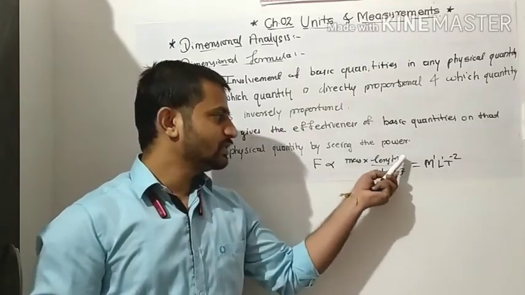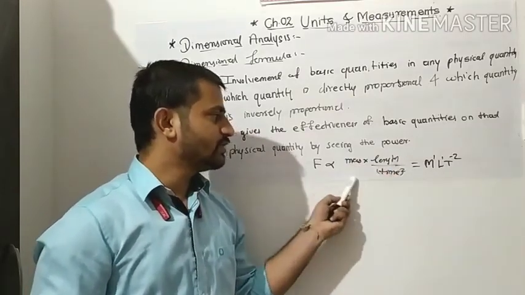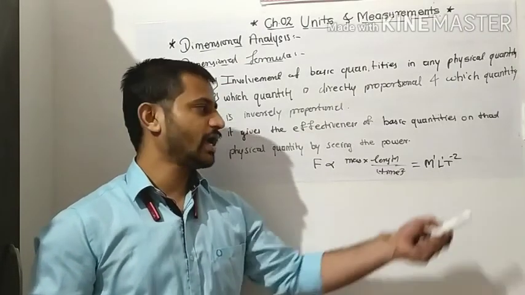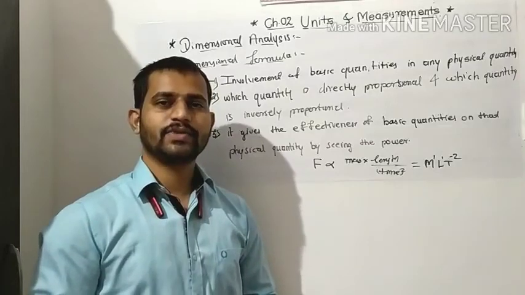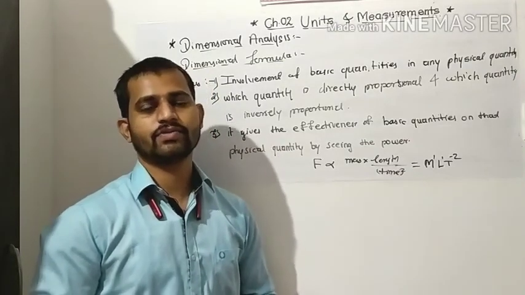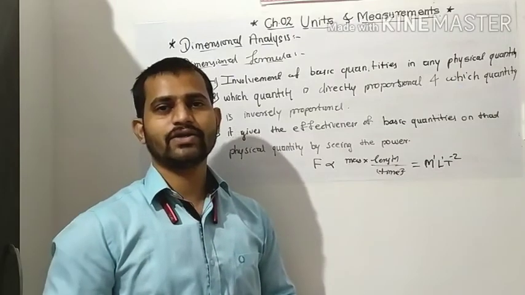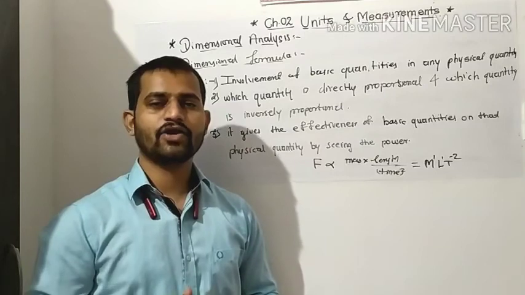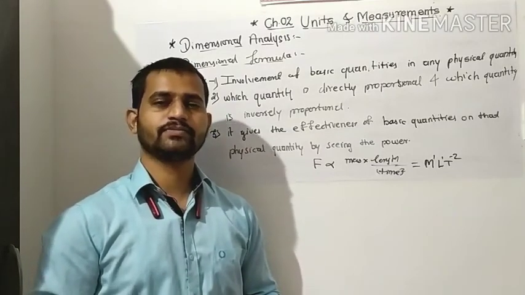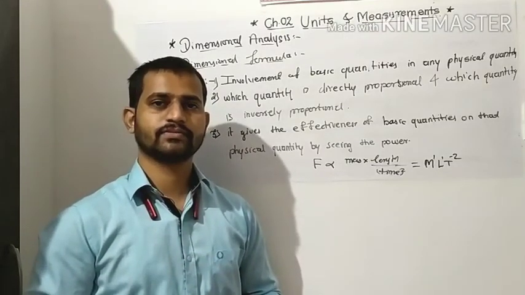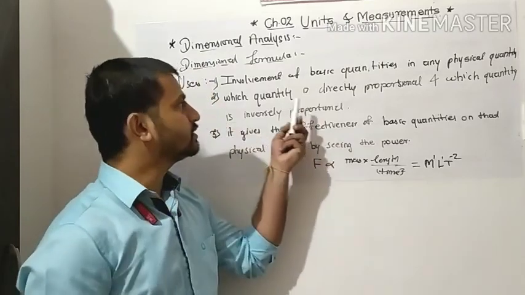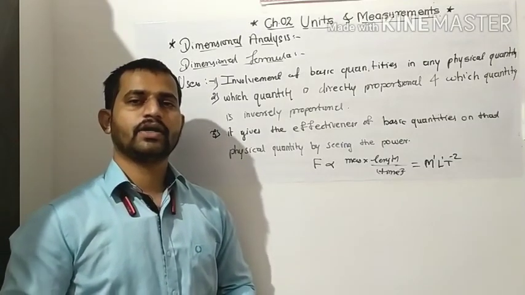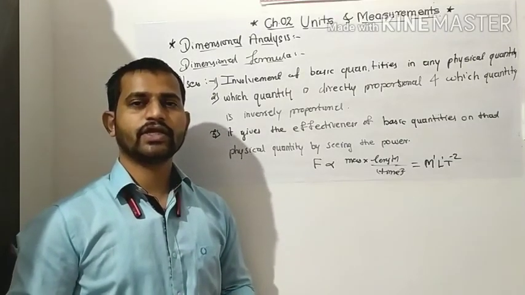So out of these three basic fundamental quantities we get the idea about which quantity is more effective, and here it is the time. Likewise there are other physical quantities which are directly or inversely proportional. Even if it is directly or inversely proportional, we have to look at their power so that we get the idea of their effectiveness. So these are some important uses of the dimensional formula. Now in the next lecture we will see its applications.